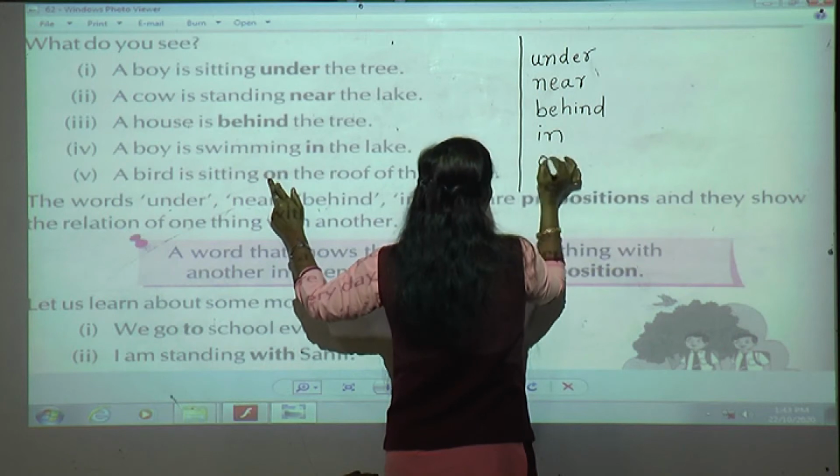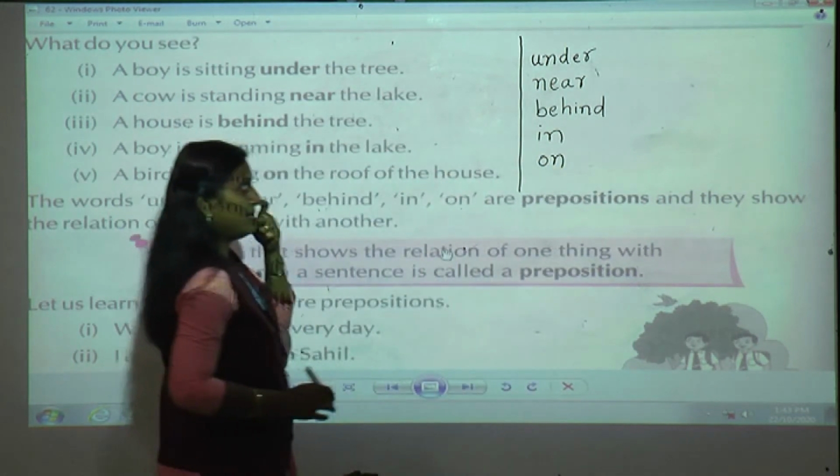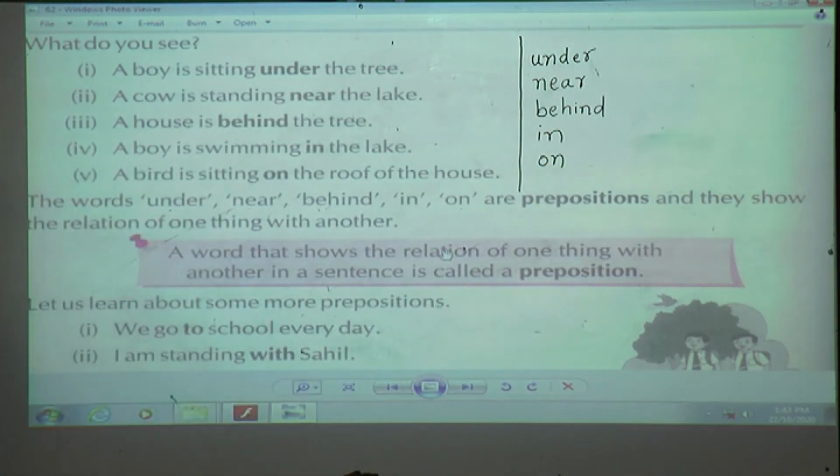In these 5 lines, this preposition we have learnt. Then students, just write it down over there: under, near, behind, in, on, so that whenever you go across these words, you will come to know that these are prepositions. Okay, now have you written, students? Only the bold words here, you have to copy down here.